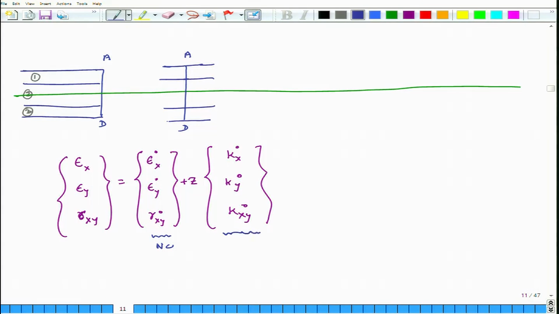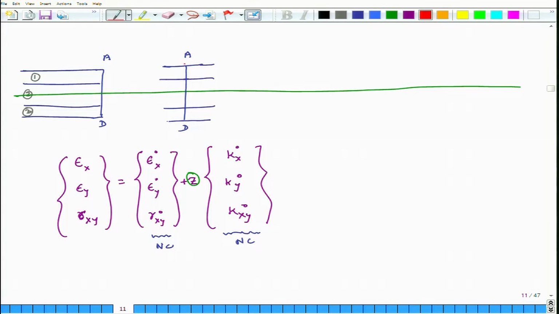Similarly, the mid plane curvatures are also not changing along line AD, because what is the curvature of the mid plane? It is the second derivative of w with respect to x, y or x and y. So, this is also not changing. The only thing which changes is the z coordinate. At the mid plane the value of z is 0. So, at the mid plane what will be the strain? It will be the mid plane strain.